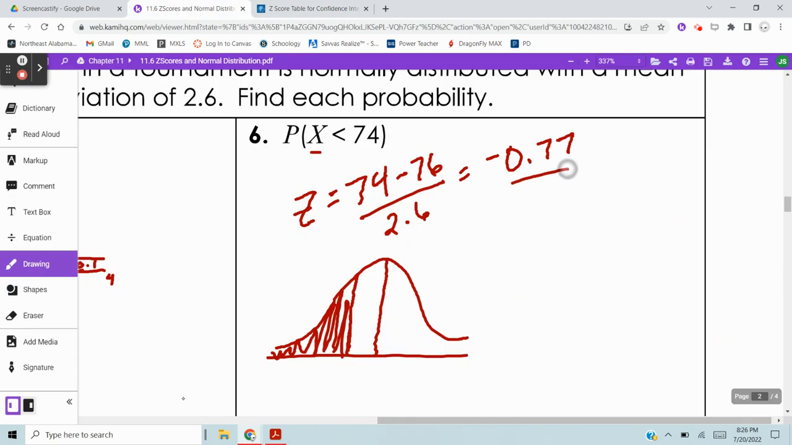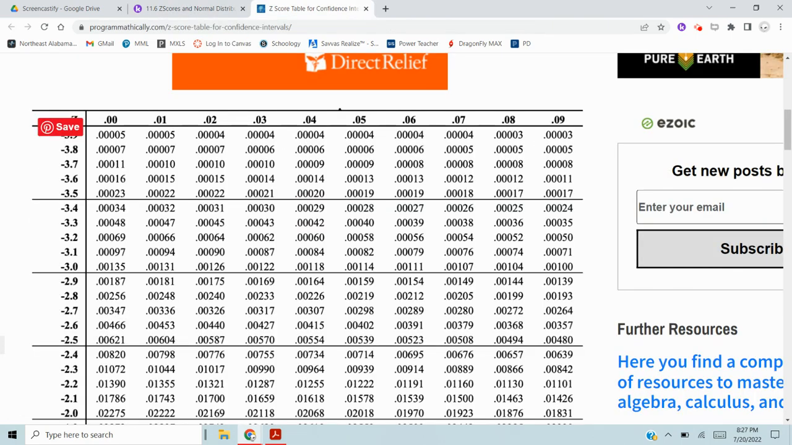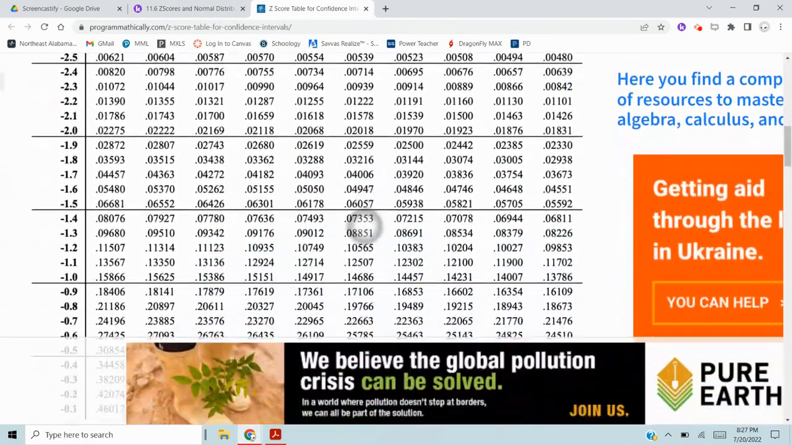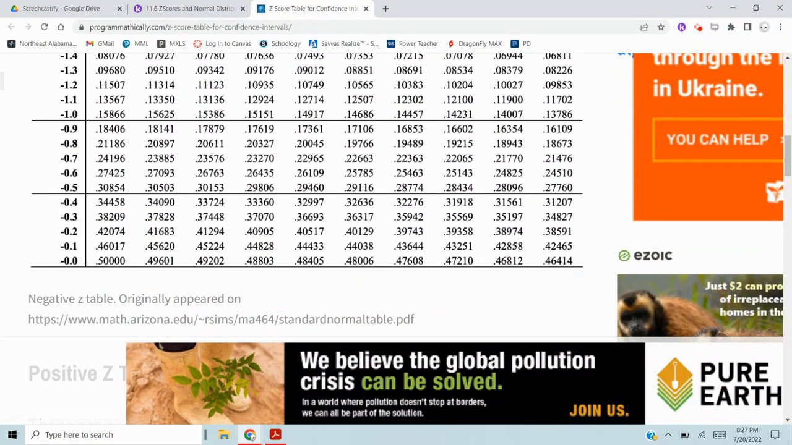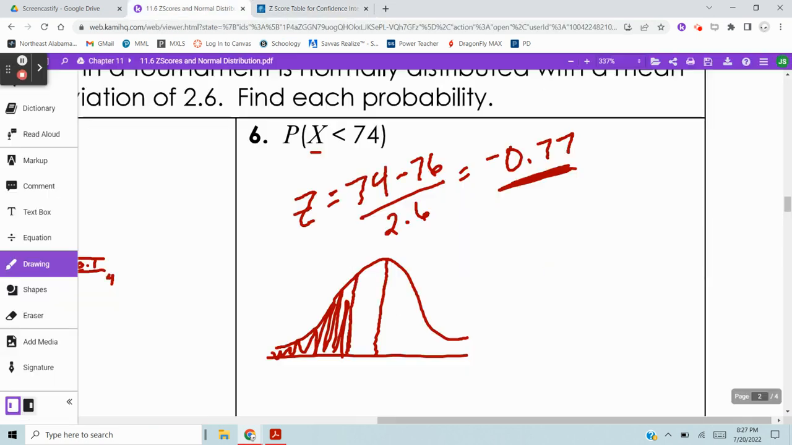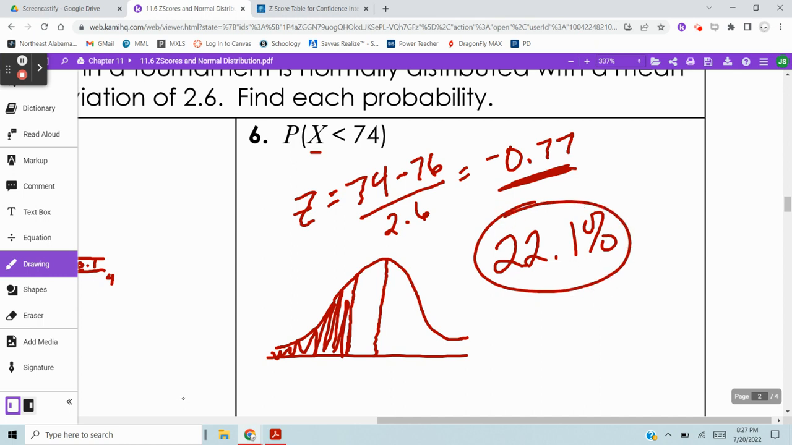So to find negative 0.77, we first have to go down to negative 0.7, which is right here, and then go over to our seventh, let's say that'd be 0, 1, 2, 3, 4, 5, 6, 7. So this would be negative 0.77. Move our decimal over 2 times, and that'd be 22.065, which we'll call 22.1 as we round it. About 22.1% of our probability is below 74 or has a z-score of negative 0.77.